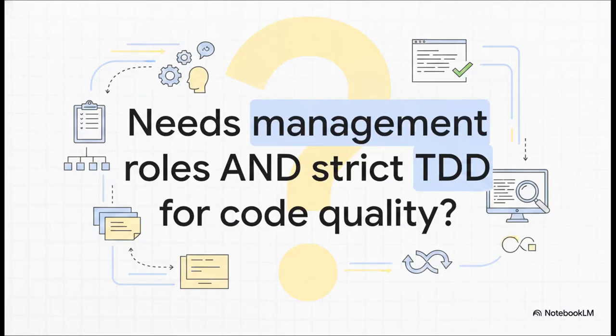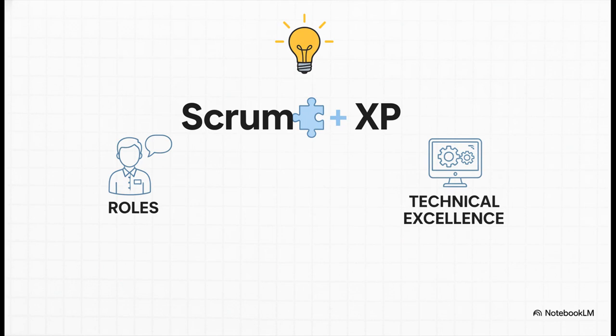Okay, question 4. This one catches a lot of students out. An organization needs distinct roles to manage product vision, but also requires strict test-driven development for high code quality. So, does it sound like they're asking for a manager or an engineer? Well, they're asking for both. This is a classic trick question where they want management roles and strict engineering practices simultaneously.